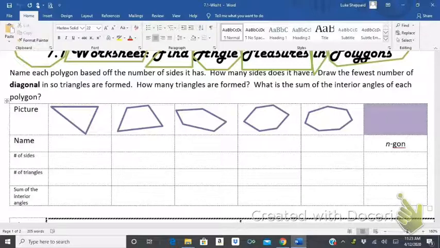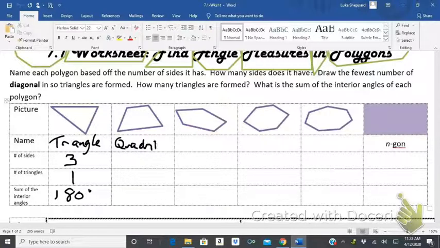Alright, so here we go. Starting out, the first picture. We obviously know this thing is a triangle. We know that a triangle has three sides. There is only one triangle inside of a triangle, and we know that a triangle equals 180 degrees. Now this is where things get a little bit different. This is a four-sided shape, and this is called a quadrilateral. A quadrilateral has four sides.